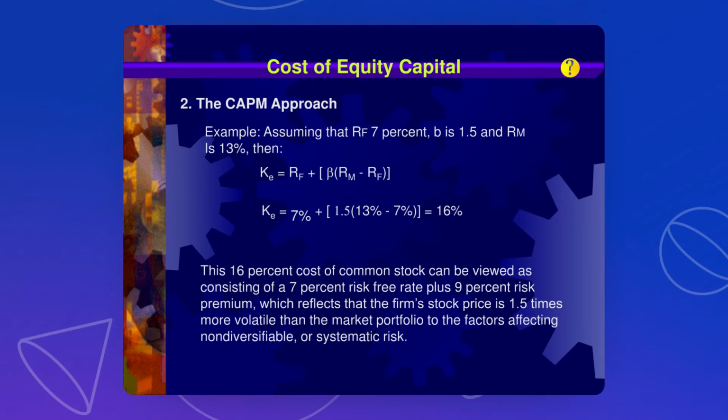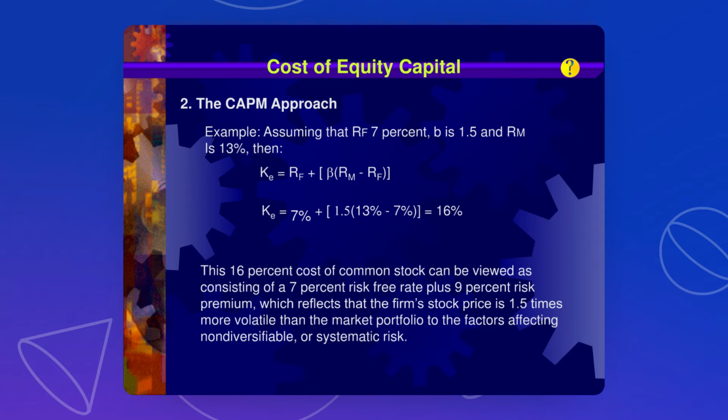Okay, so how do we compute for the CAPM again? In terms of the CAPM, assume that the RF is 7%, the beta is 1.5%, and the RM is at 13%. Again, KE is equal to RF plus beta multiplied by RM minus RF. So, class, 7% is your risk-free rate.